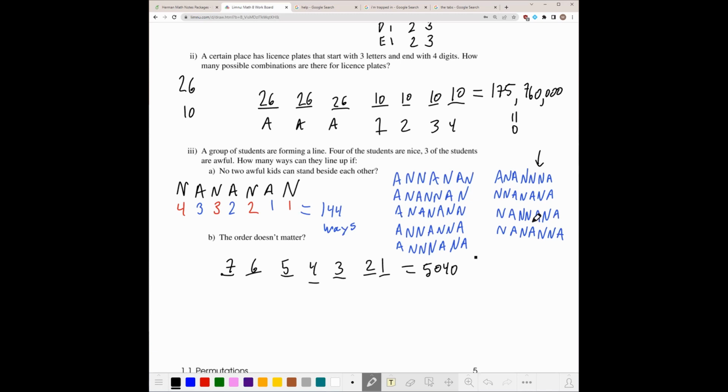So I counted 10 different ways of doing this. I started with the cases where we started with A and ended in N, and then I did the cases where we started in A and ended in A, and then I did the cases where I started with N and ended with A. And I think that's all of them when you include ending in N and N. So if I've got 144 ways to make each of these combinations, that means I have a total of 1,440 ways of doing no 2 awful kids can stand beside each other. Woof. Man, that'll teach you how to write your questions, Mr. Herman.